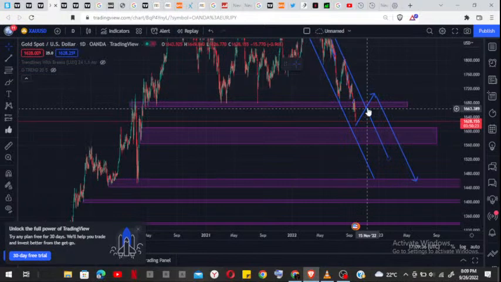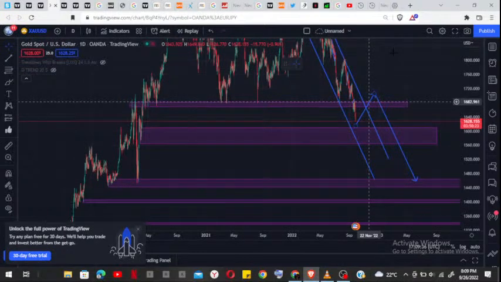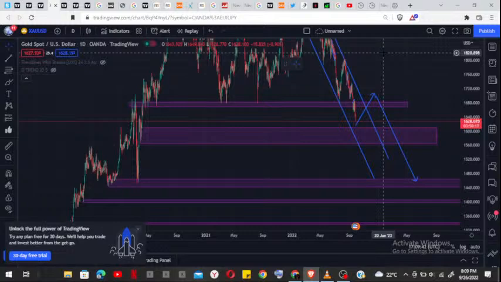What's happening to gold is what's happening to silver, basically. It's a metal just like gold. So if you took a sell position on gold and you also took a sell position on silver, then clearly I guess you are in profit, a huge profit.